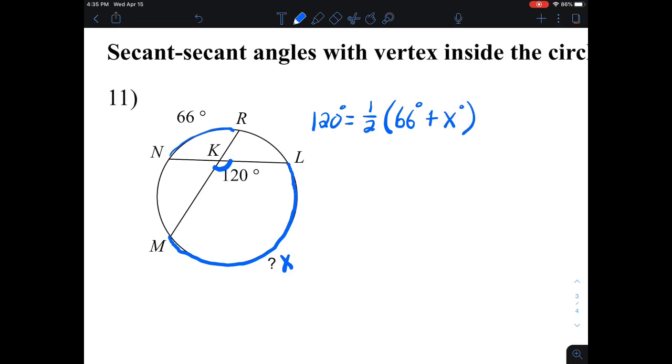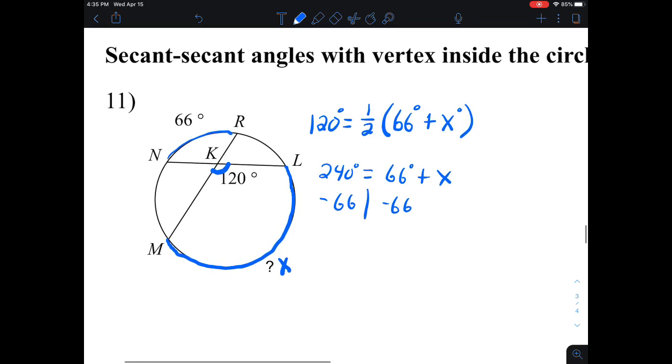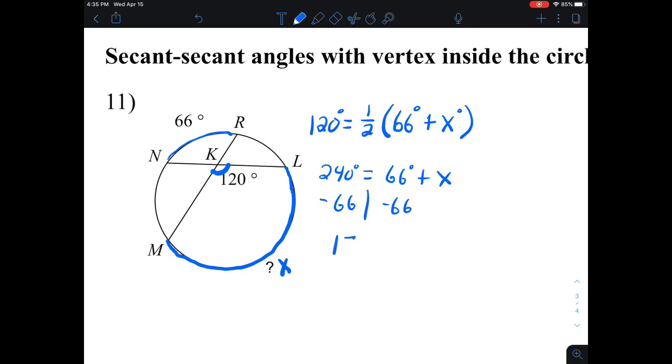And then I work my way to solve for X. So I'd multiply by 2. That gives me 240 degrees is equal to 66 plus X. And then subtract 66. And that's going to let us solve for X there. And we get 174 degrees is equal to X.